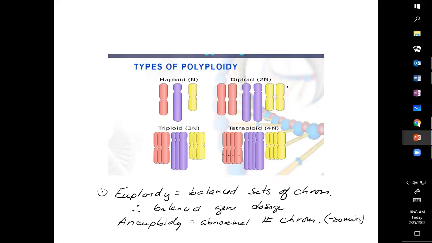So let's look at a diploid organism. What if we gain this extra one here? Every gene on this yellow chromosome would be in 1, 2, 3 copies. That's going to unbalance the dosage. And this is really super intolerable to organisms, whether it's animals, plants, bacteria. Gene dosage is super critical to the viability of an organism.